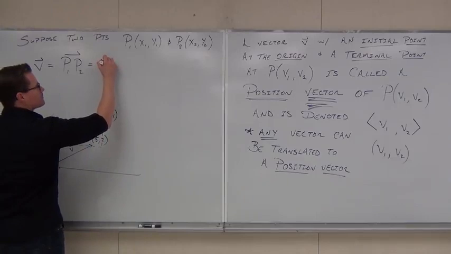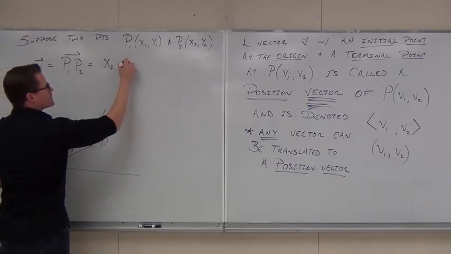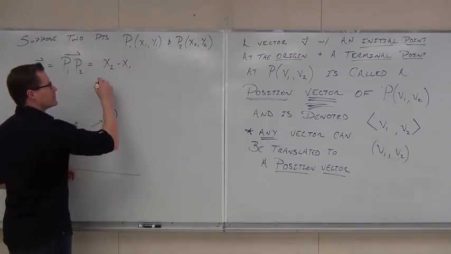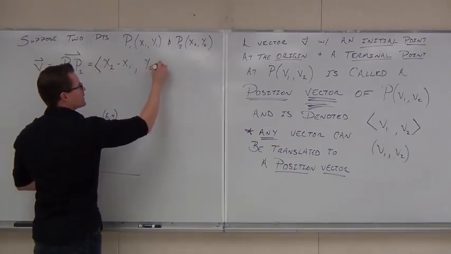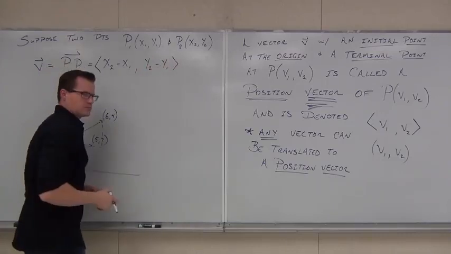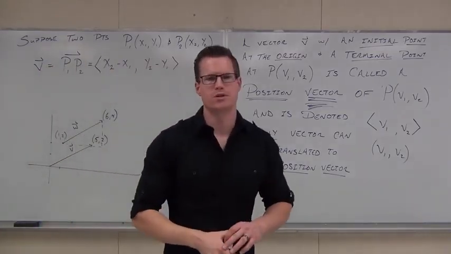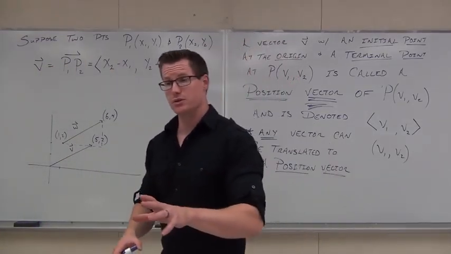So we're going to take our x2 minus x1. It's got to be in order. Please do that. And our y2 minus y1. That's how you find a position vector every time between 2 points. It's really easy. You just subtract them, do it in order, and you're good to go.